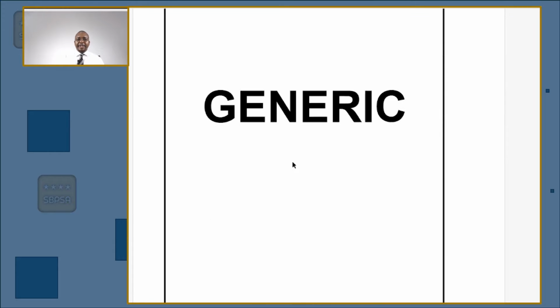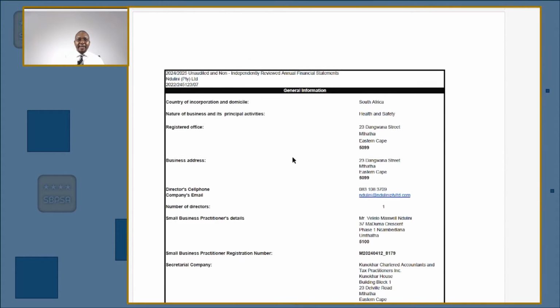So generic information, what do we get here? On the top of the financial statements, we've already mentioned that these are 2024, 2025, although I think there's a mistake and they should be 2024, 2023 financial statements. Already we've been told that they are unaudited and non-independently reviewed. So we'll get that throughout the financial statements. It's just to make sure that the user is not making a mistake that the financial statements are audited in one way or another.